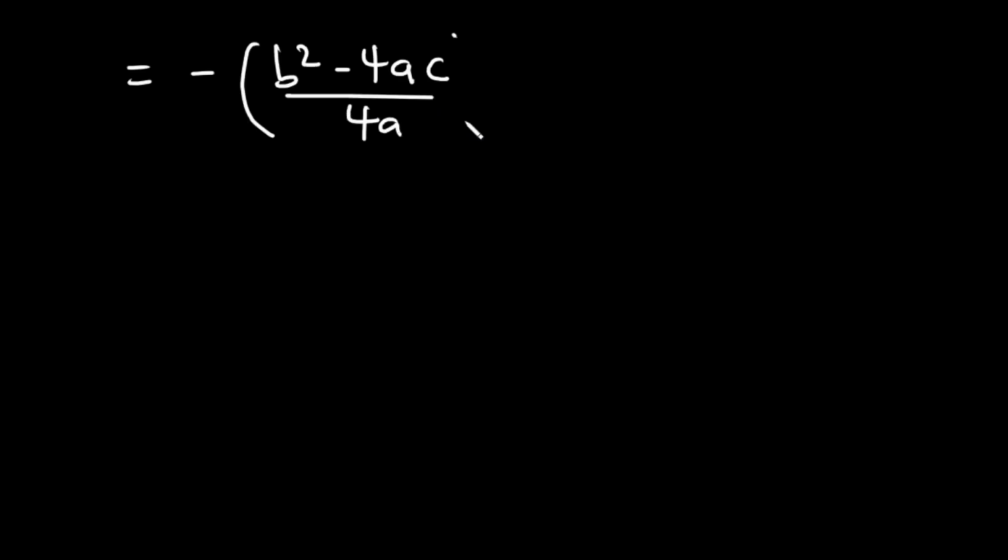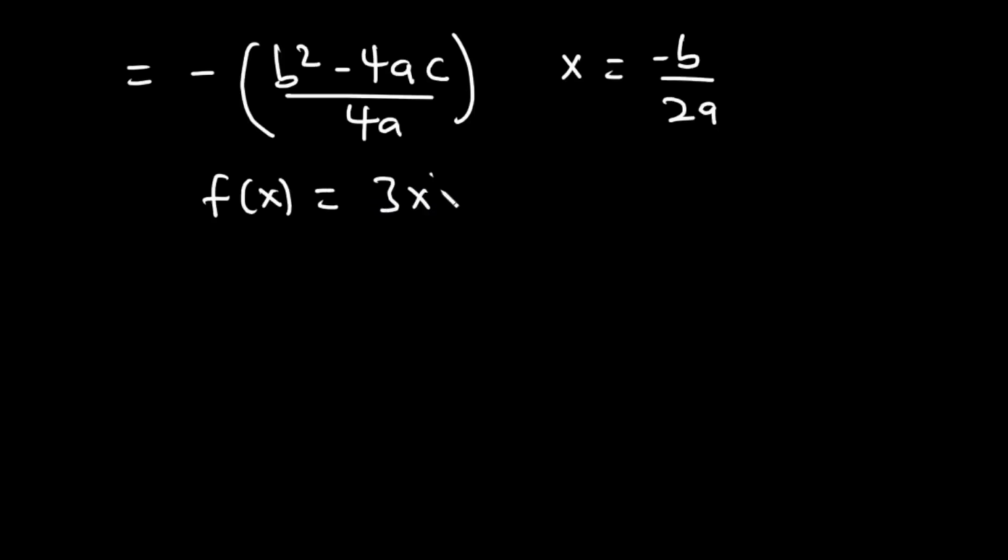The minimum or the maximum value of a quadratic function is given by the formula negative into bracket b squared minus 4ac divided by 4a, and it occurs at x is equal to negative b divided by 2a. So let's solve an example. Given a function, say f of x is equal to 3x squared minus 2x plus 1. What is the minimum value and where does it occur?